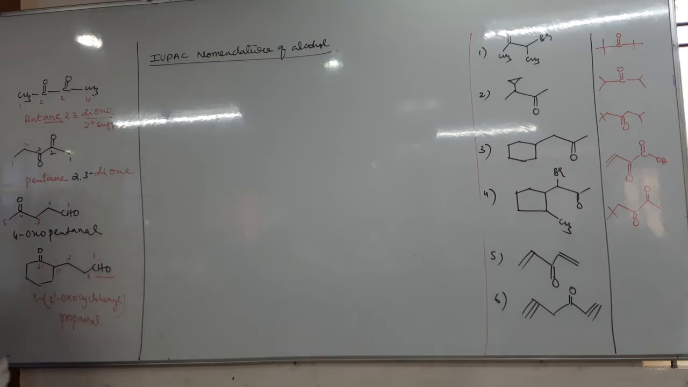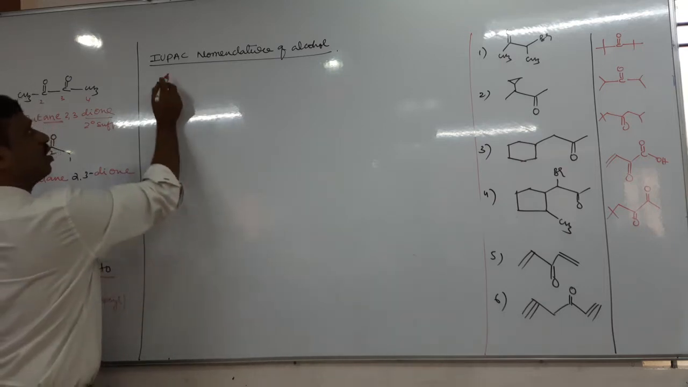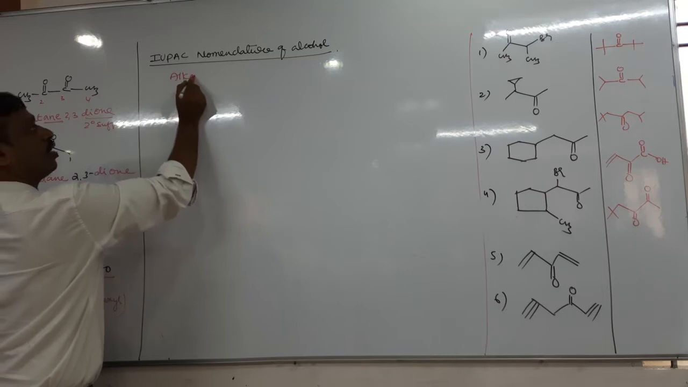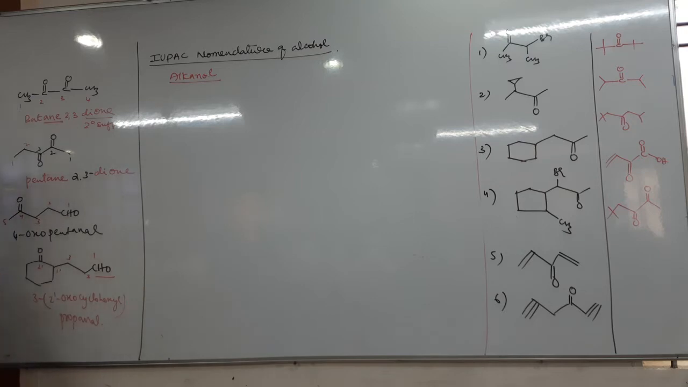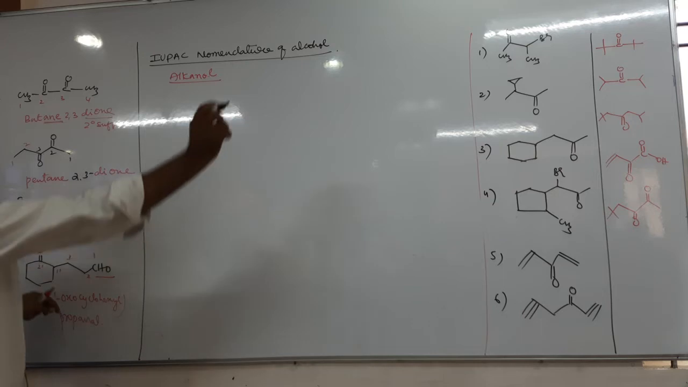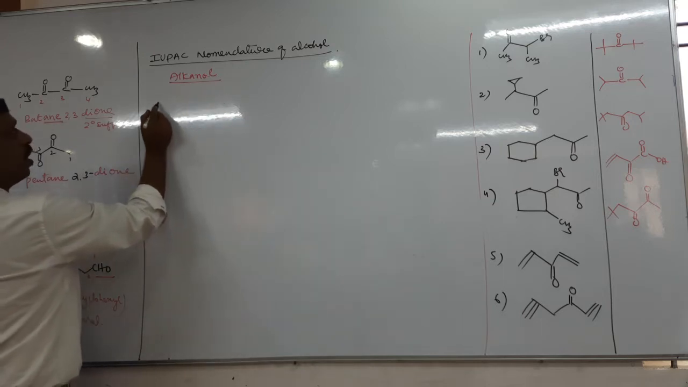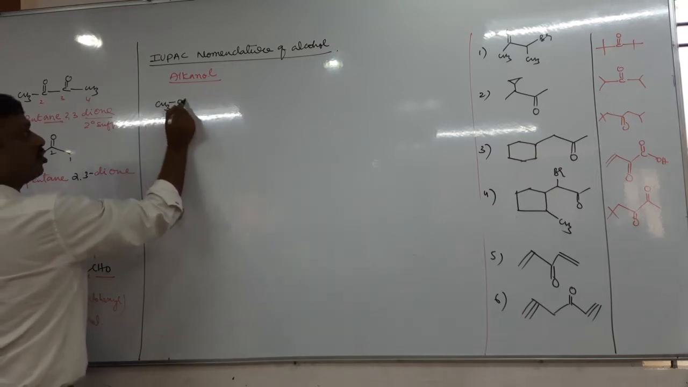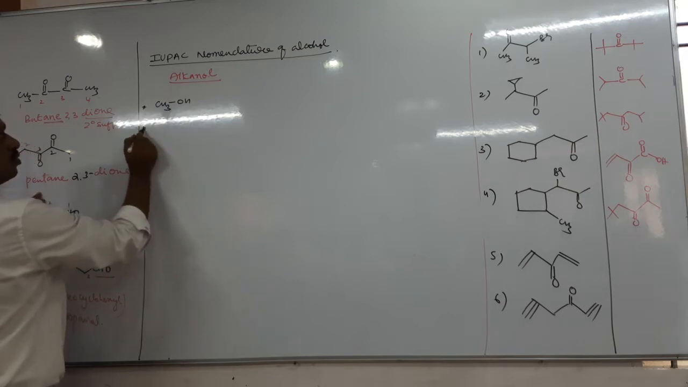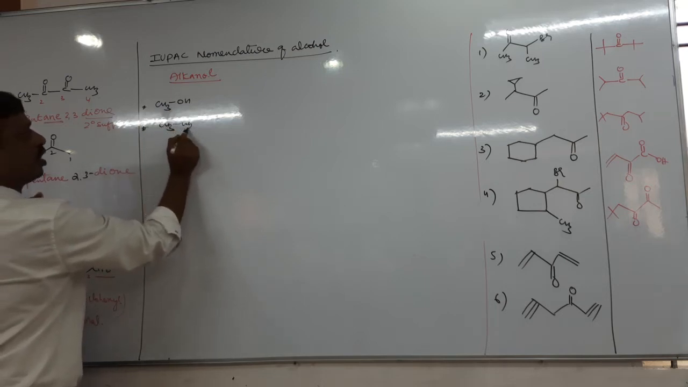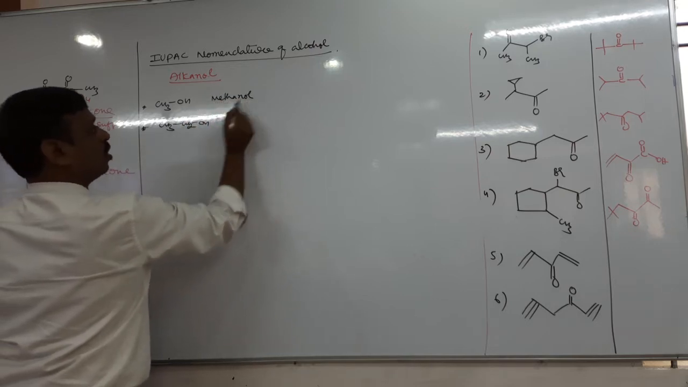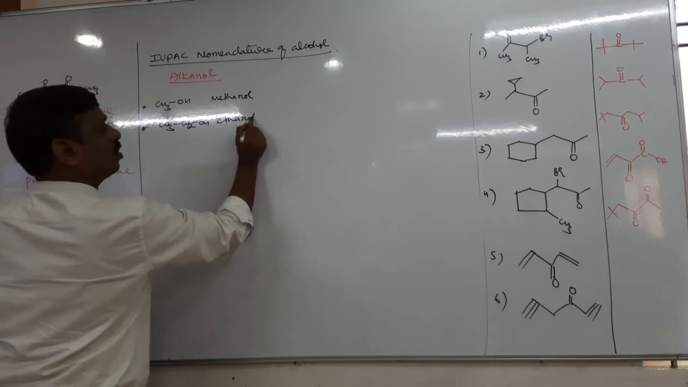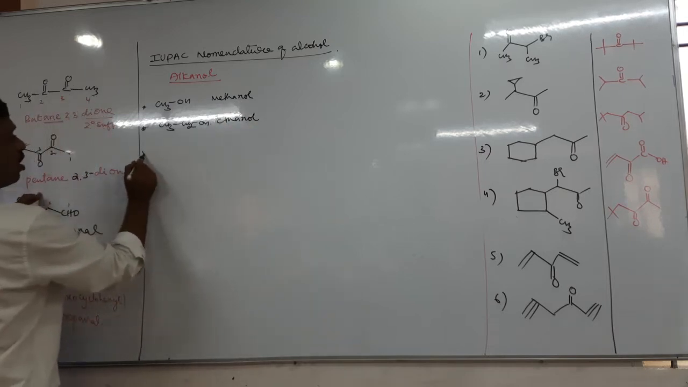Tell me, what is the IUPAC name of alcohol? Alkanol, right? Alkanol, not alkanal. Alkanal is aldehyde, alkanol is alcohol. Okay, write quickly. 1 carbon alcohol, CH3OH. 2 carbon alcohol. Tell me, this is methanol, it is ethanol.